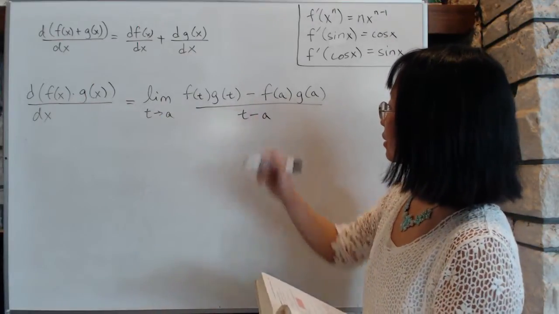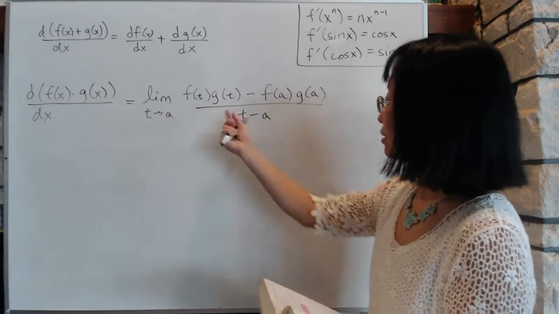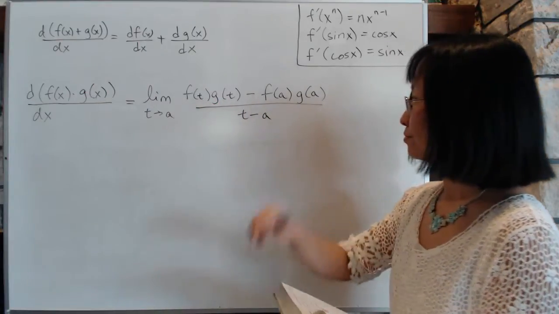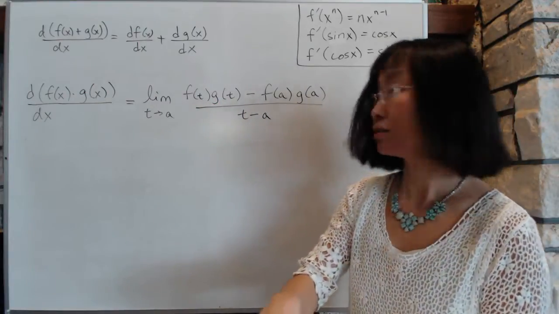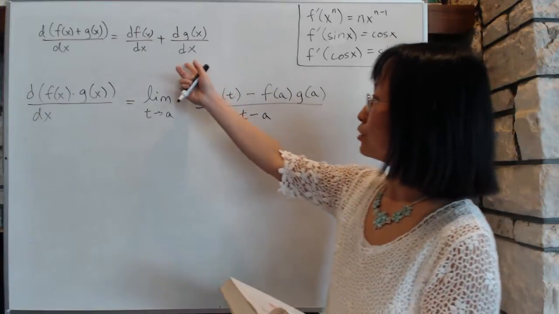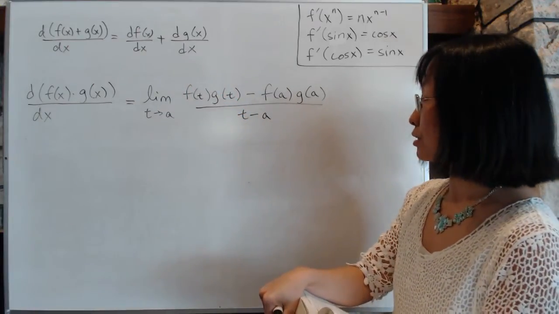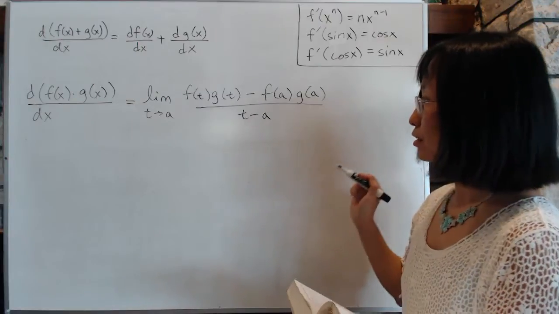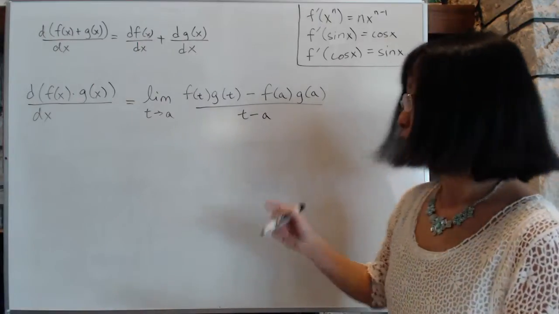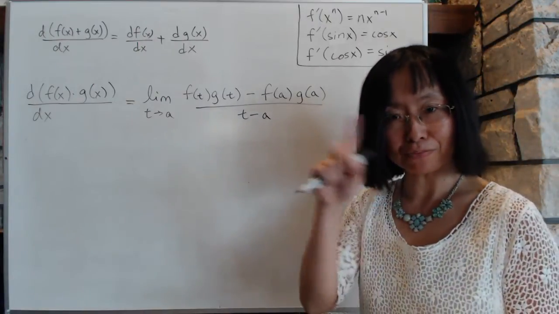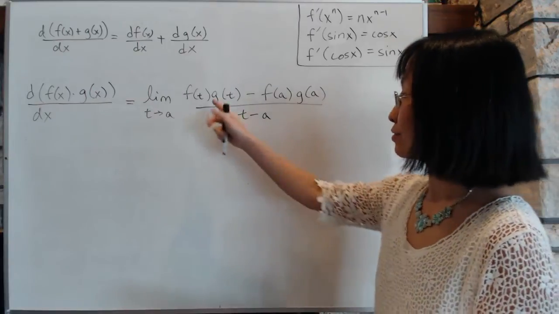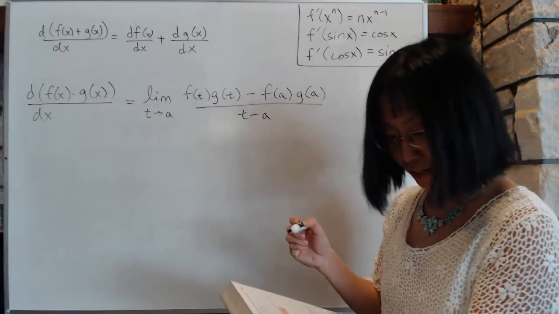Now we're kind of stuck here. You're not going to be able to split this into two fractions the way you would with the addition formula. So what we're going to do is pull a certain trick. The trick will allow us to split it up to make it look like derivatives of each, and then everything will come out very nicely.